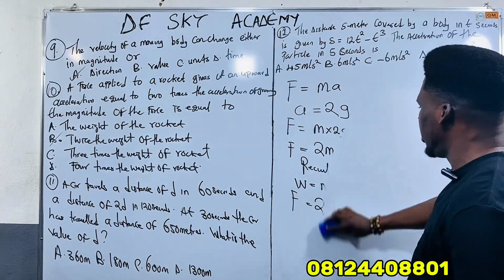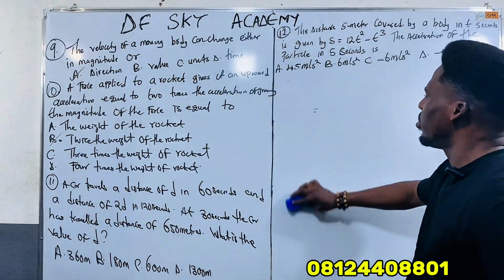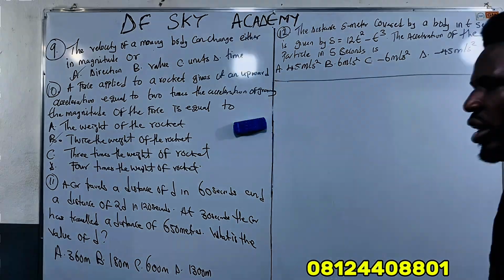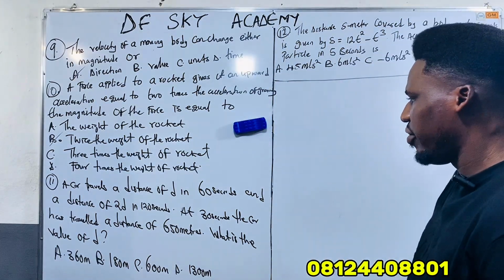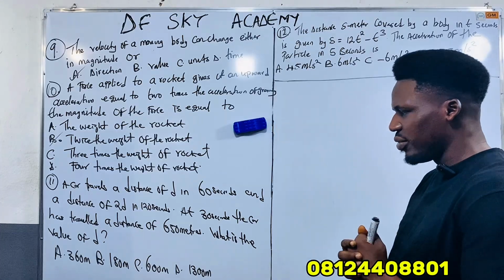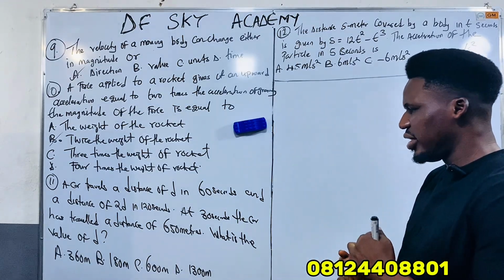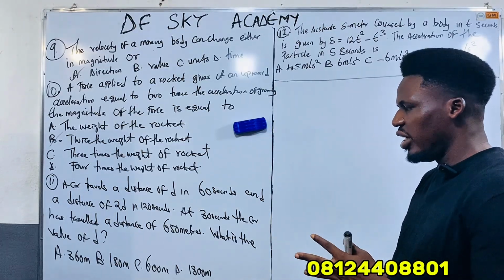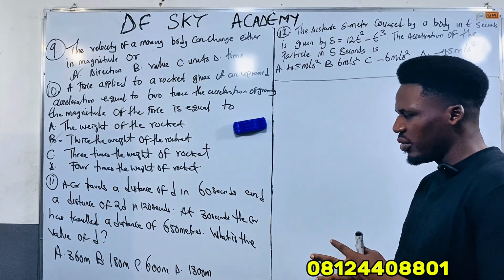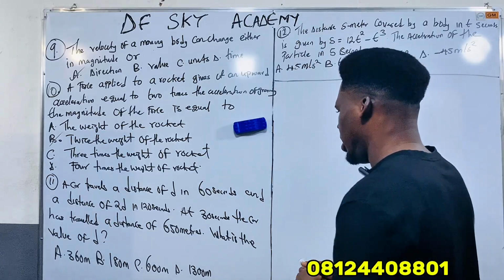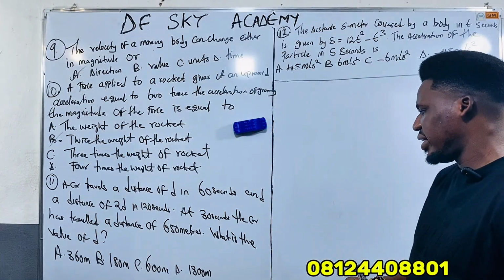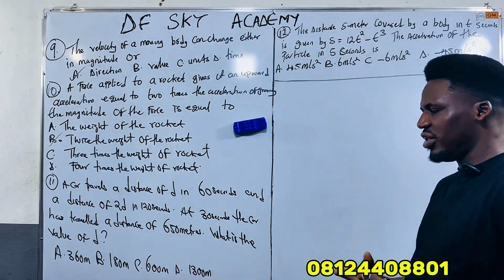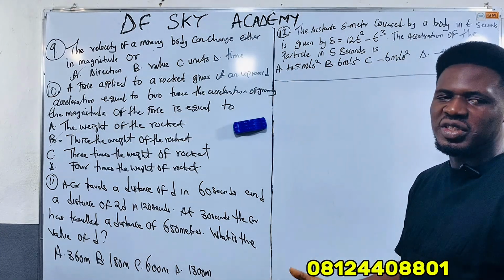Question number 3. They said a car traveled a distance of d in 60 seconds and a distance of 2d in 120 seconds. So can you still remember? Okay, they said at 30 seconds the car has traveled a distance of 650 meters. What is the value of d?